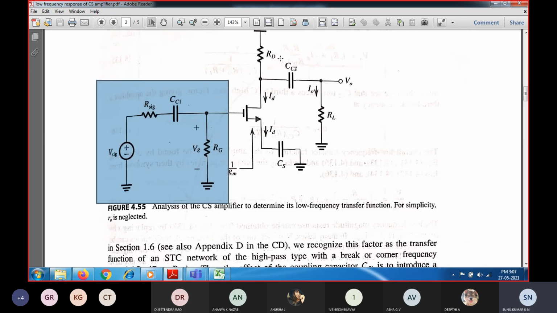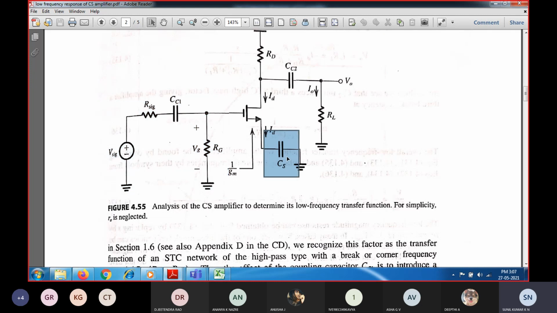The second time, I'm going to consider the stray capacitance, that is, the capacitance across the source terminal, along with whatever resistance is in series, and then see the analysis. So by considering only CS, the stray capacitance, I'm going to see how the effect of this capacitance is going to affect the gain, one at a time.